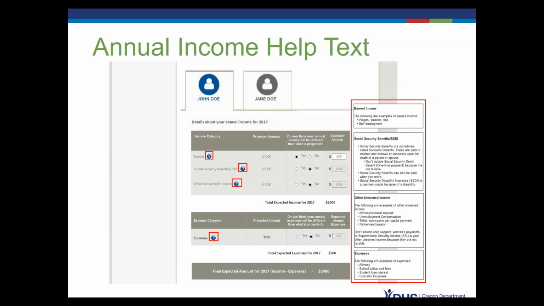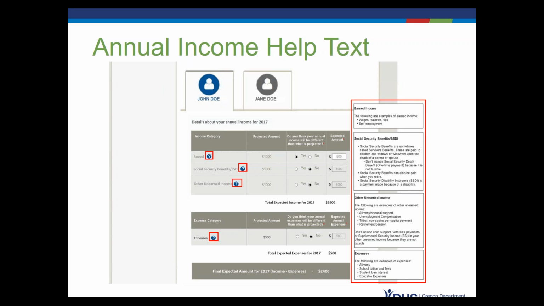Another thing is that you'll see that the projected amount is already there. It's pre-populated. So it's grabbing information you put into those previous screens, moving it forward and saying, if the current state that you captured is the same as what you expect to happen for the whole year, you would expect this amount of earned income, this amount of Social Security income, and this amount of other unearned income. Is that correct? Do you think your annual income will be different than what is projected? If you say no, it automatically puts that information over to the far right-hand side of the screen.